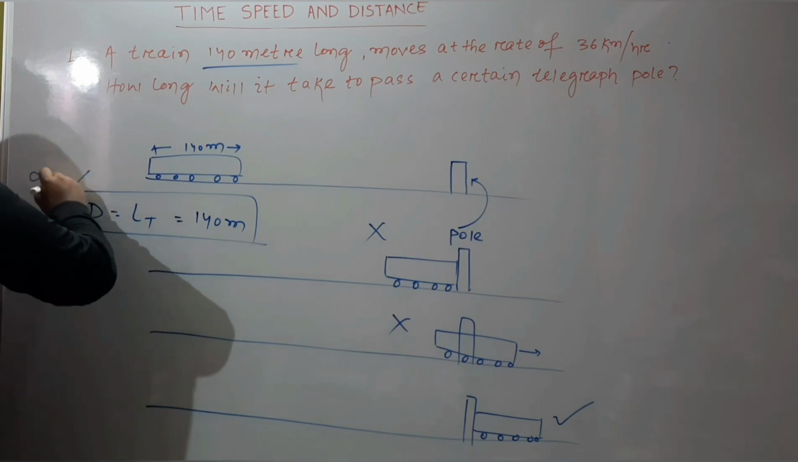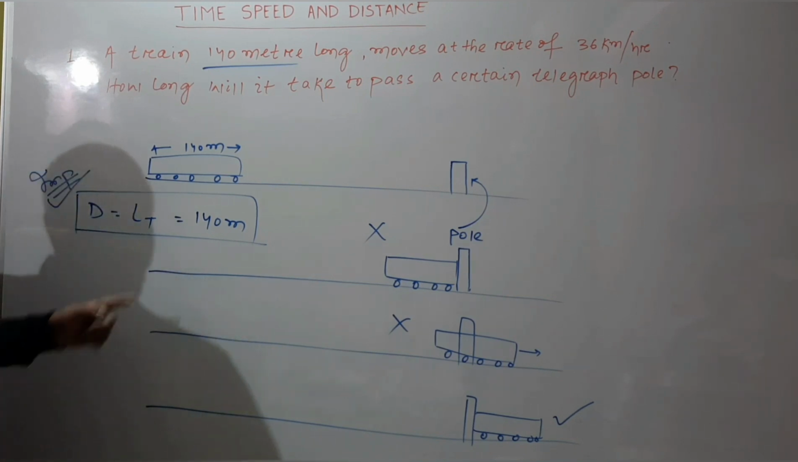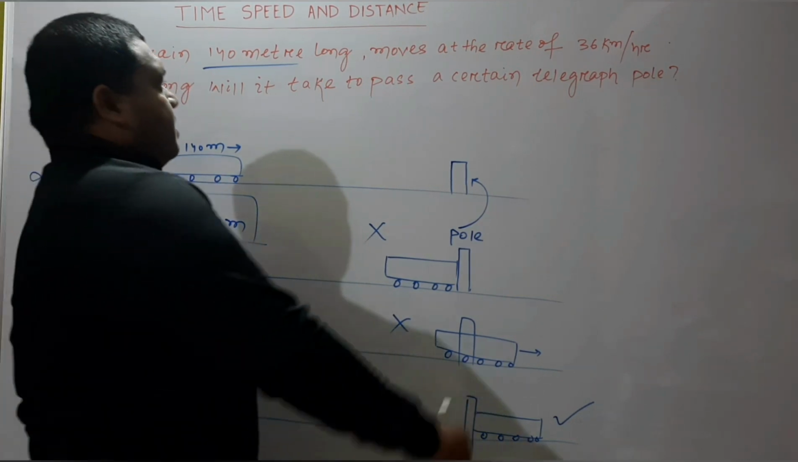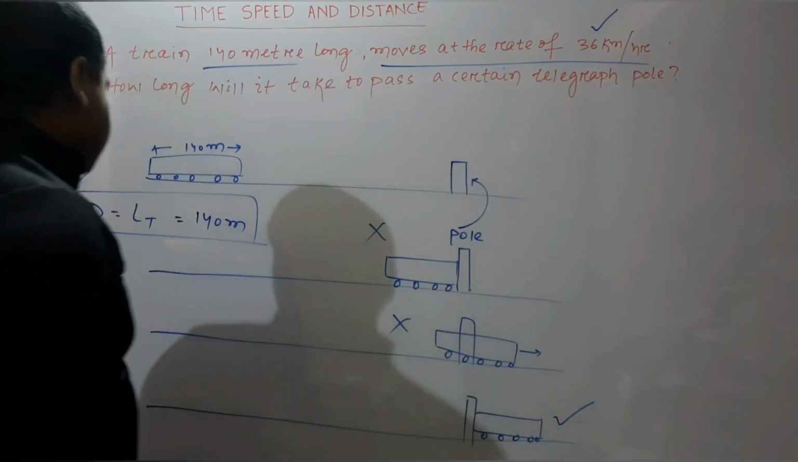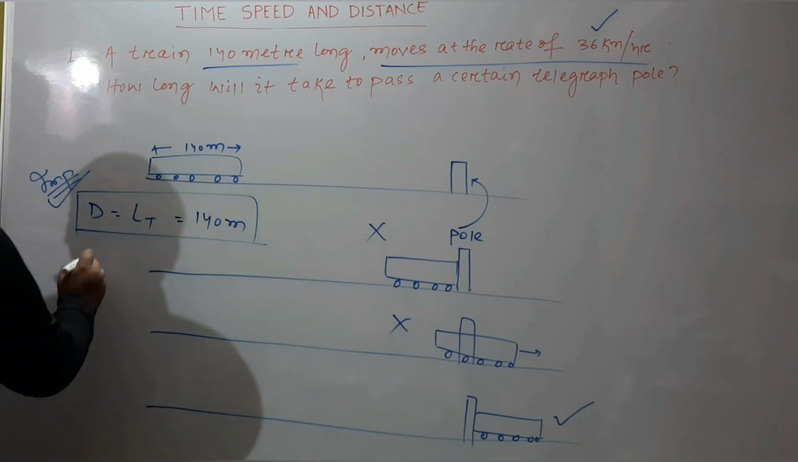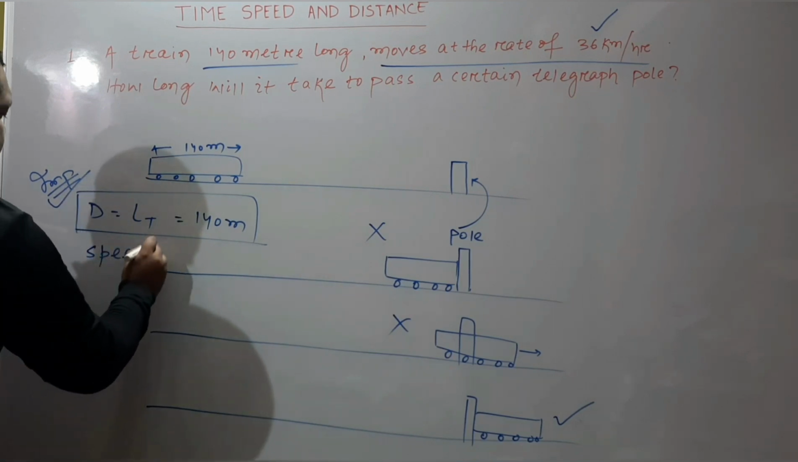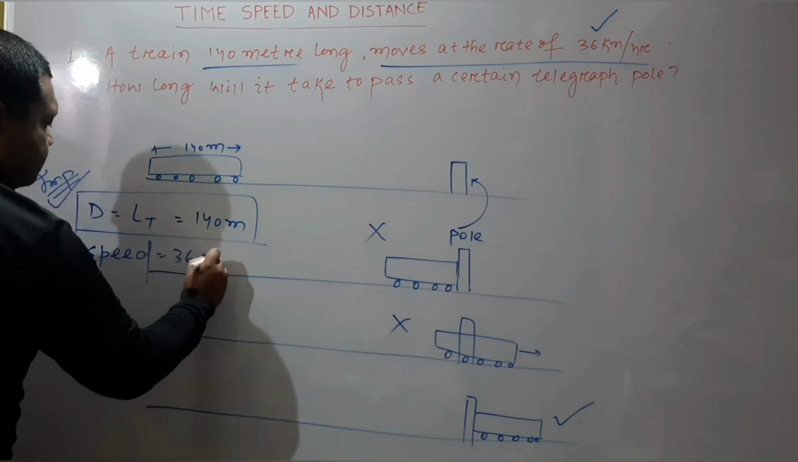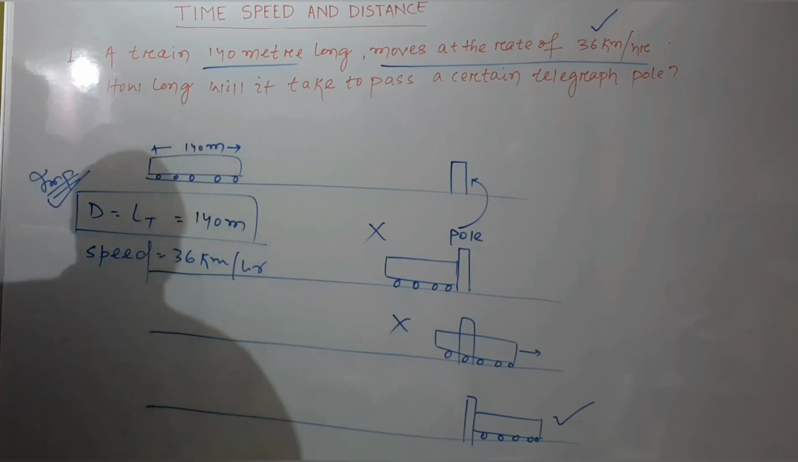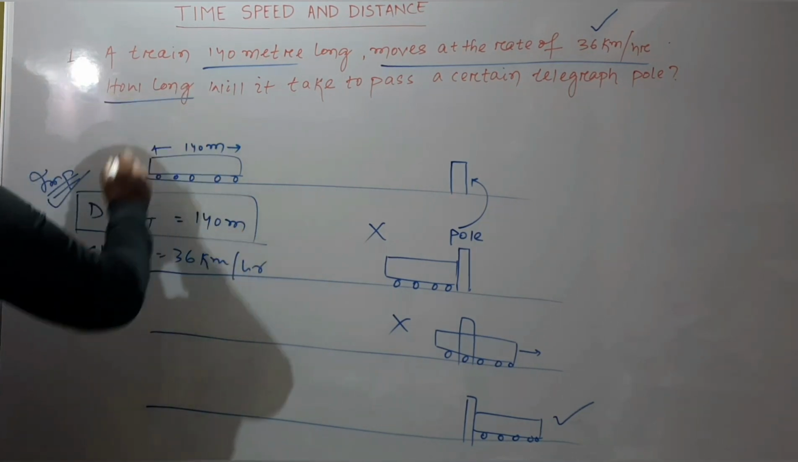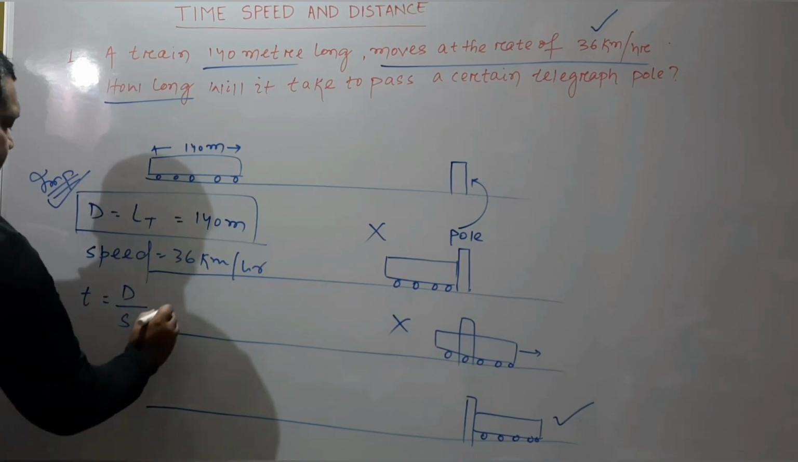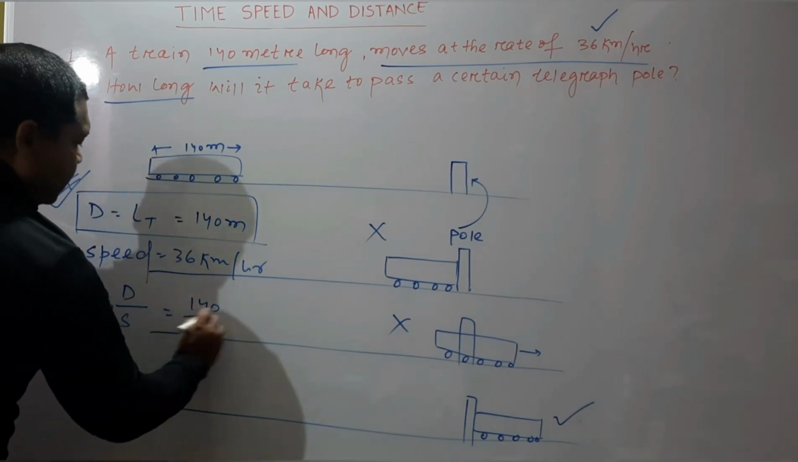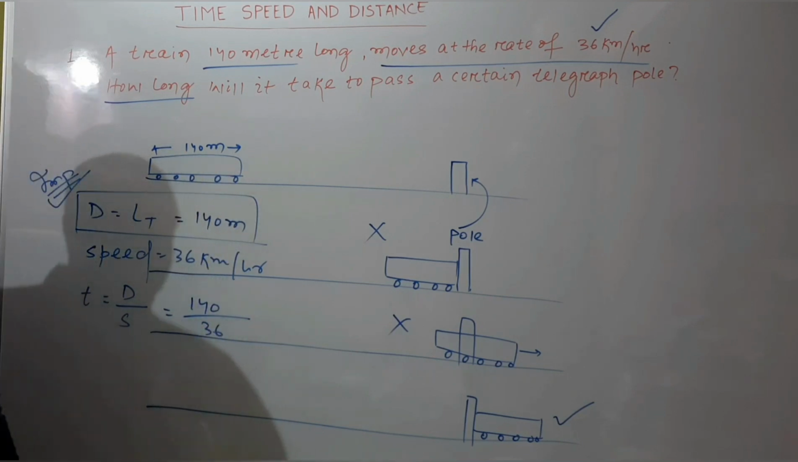This is very, very important. So distance is 140 meter. Speed of the train is given. This is 36 km per hour. Okay. Distance is given. Speed is given. Speed is 36 km per hour. Now, how long? Time is equal to distance divided by speed. That is equal to 140 divided by 36 km per hour.